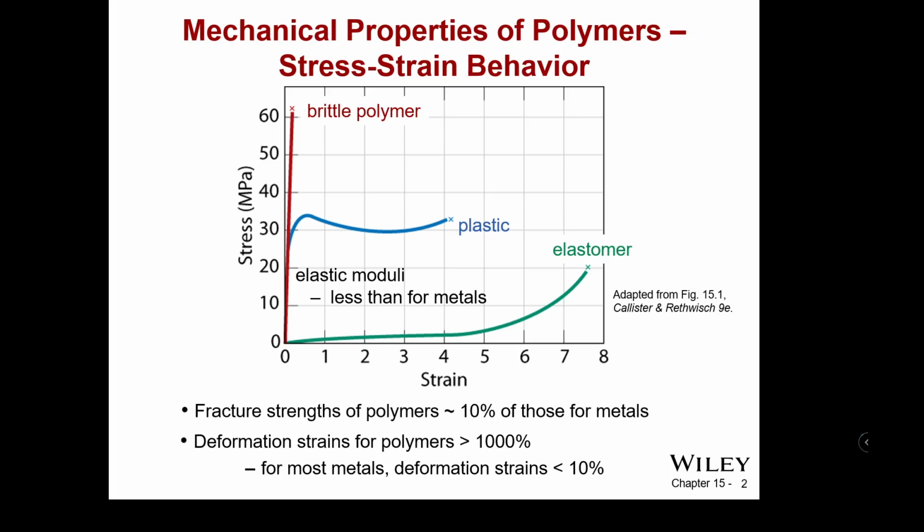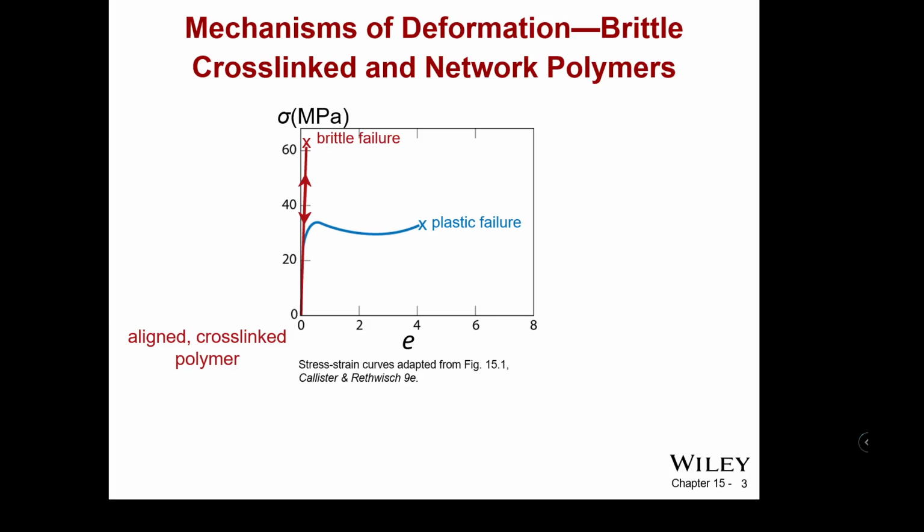So the fracture strengths are on the order of 10% those of metals. So they're very low fracture strengths. They deform more like 1,000% of what metals do. So the strain is significant, especially in elastomers. They become multiple times their own original length in some circumstances before they actually fail. So that's their stress strain behavior by comparison.